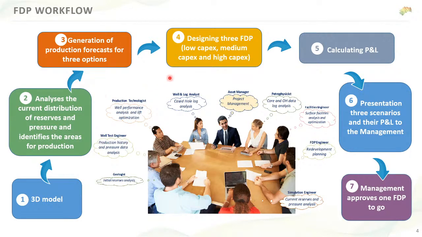And then, depending on these, many companies may say we are going to design three FDPs. One is a low capex, one is a medium capex, and one is a high capex. Then the financial analysts go to work and you calculate the P&L, which is presented to management along with the scenarios, and then one particular FDP is approved. So that's the conventional process.